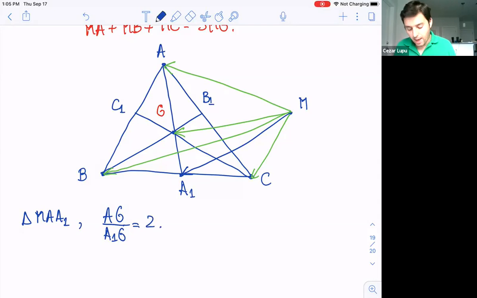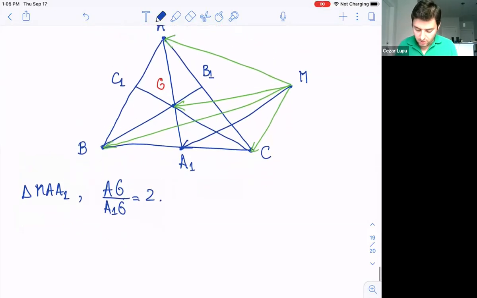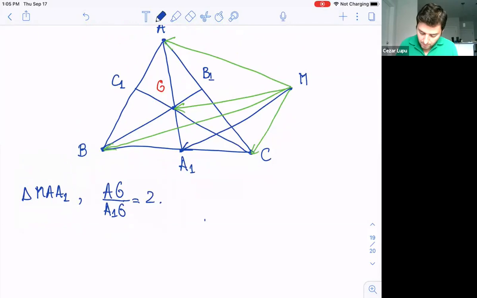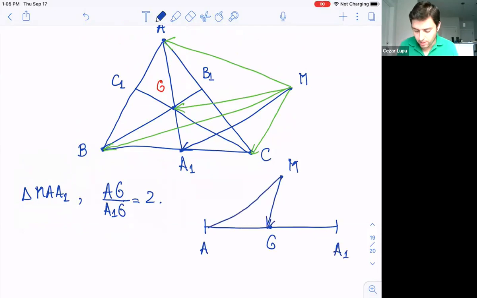All right, and now look at this. Let me draw the picture again. I'm going to draw it in this way. So I have my point M here. This time I have my point G here. And I'll have A and A1. And look here, what I'm trying to compute is this vector, in terms of these and these.